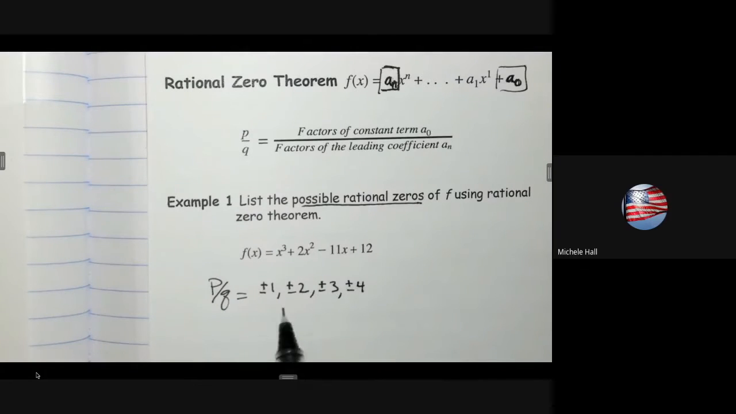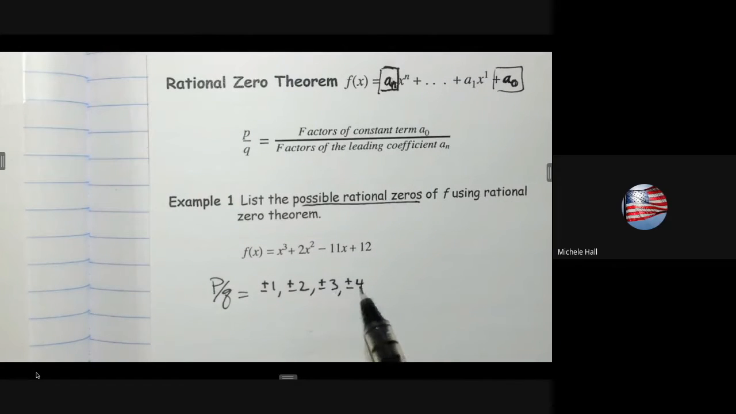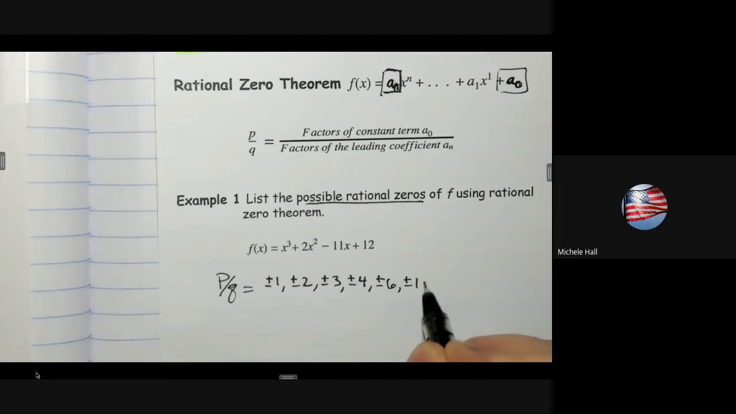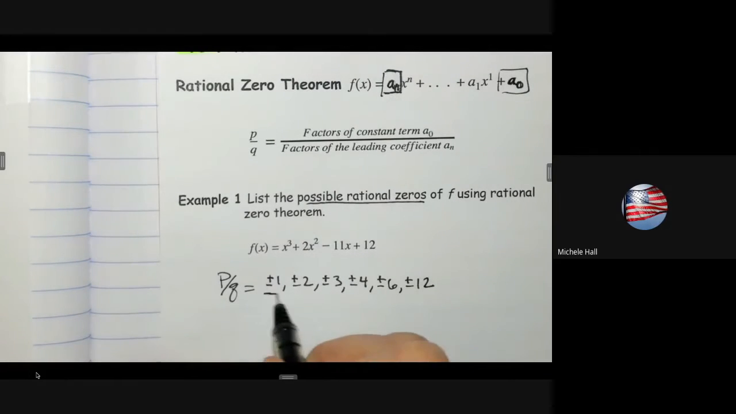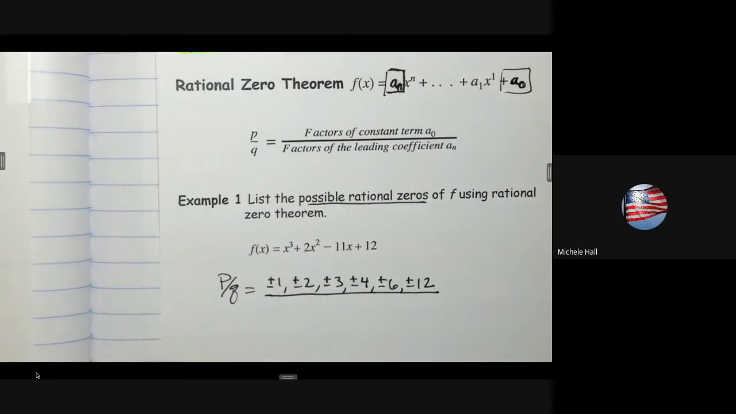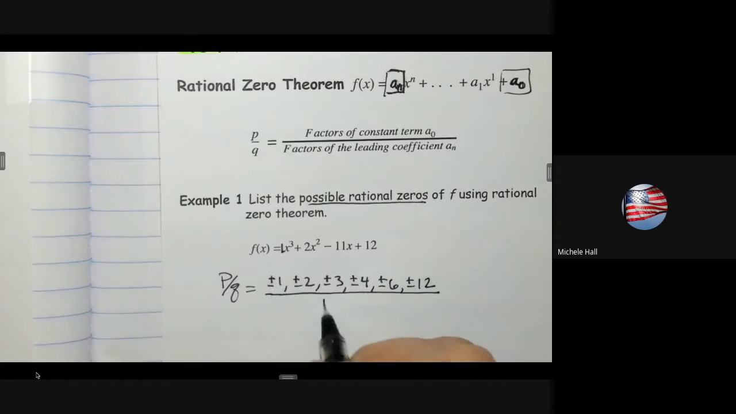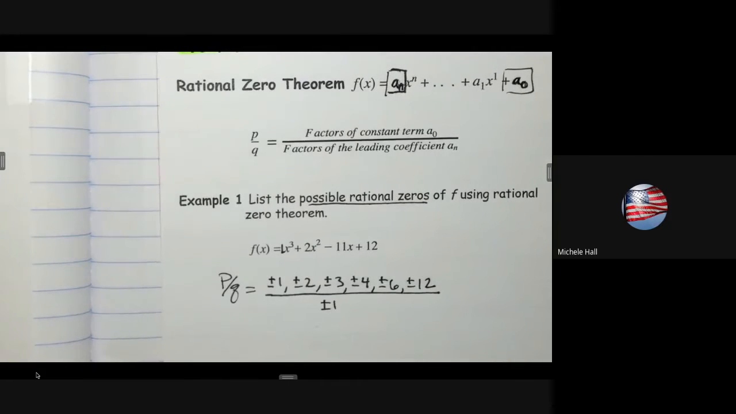Now, if you're going in order and using divisibility rules, when you see two factors that are right next to each other, that's how you know you're at the middle. So now 2 times 6 and 1 times 12. There's the factors of our constant divided by factors of the leading coefficient, which is 1. So all we have is plus or minus 1.